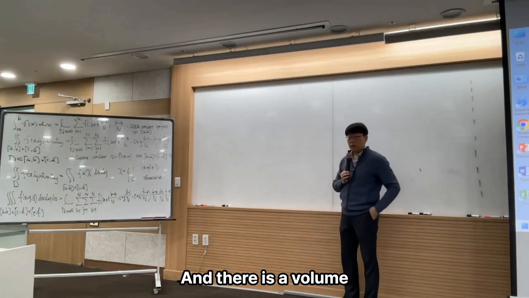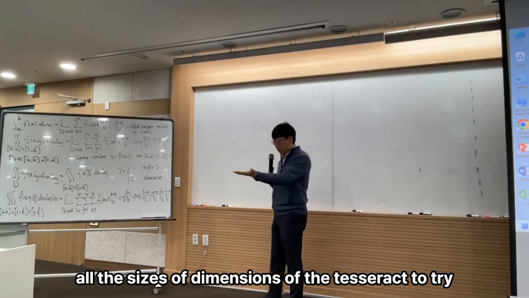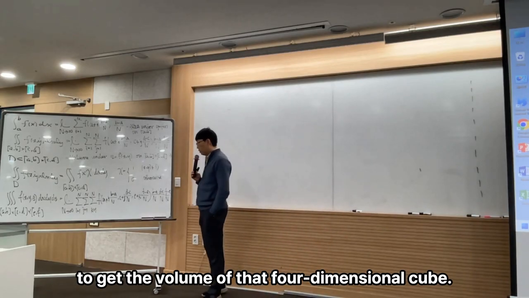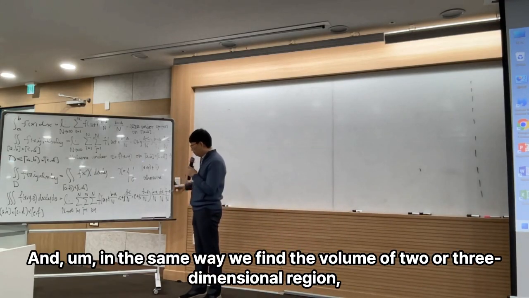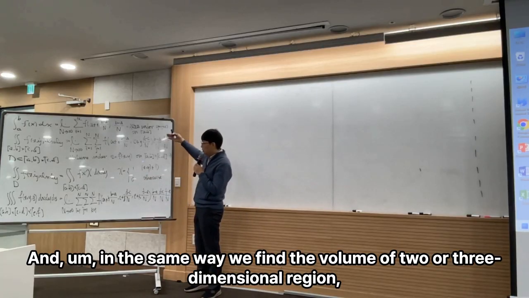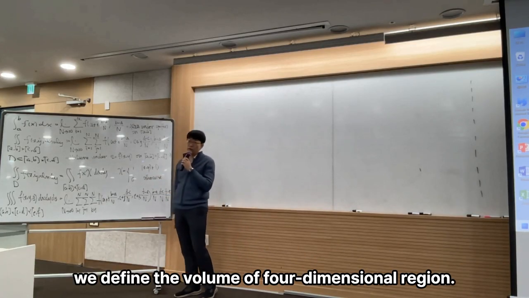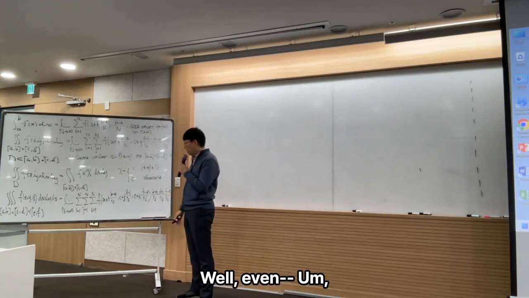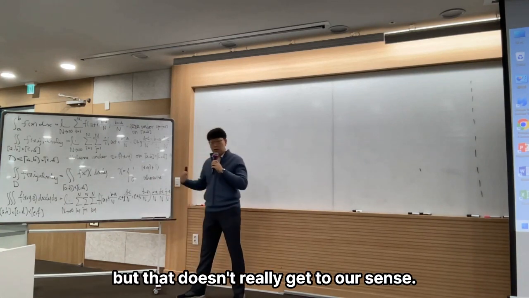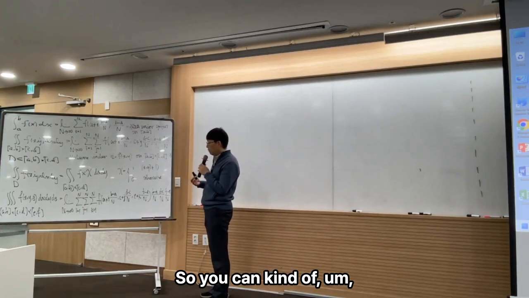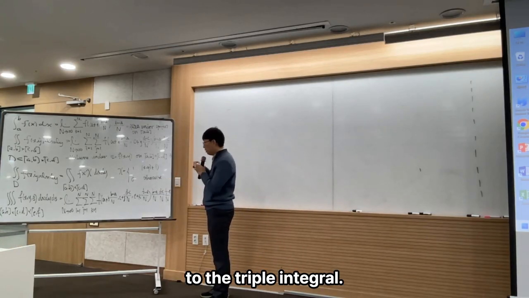And there is a volume: you can just multiply all the sizes of the dimensions of the tesseract to get the volume of that four-dimensional cube. And in the same way we define the volume of a two or three-dimensional region, you can define the volume of a four-dimensional region. Well, but that doesn't really get to our sense. So you can kind of give a different meaning to the triple integral.